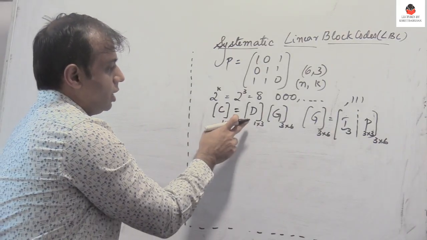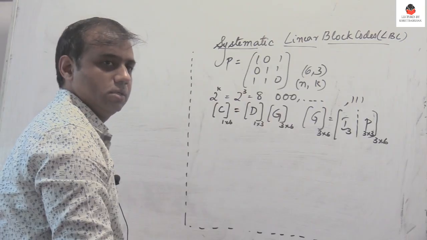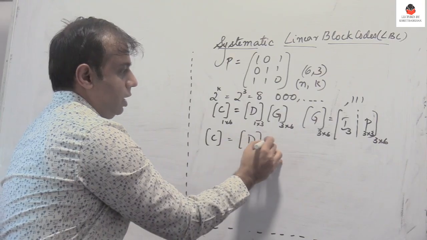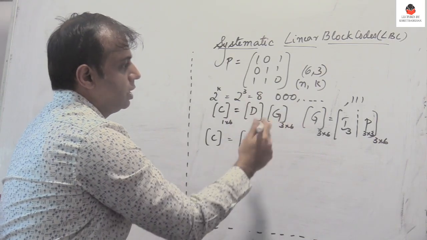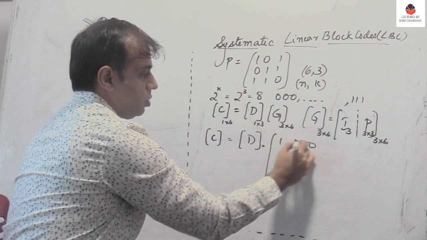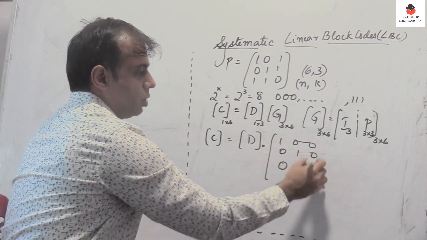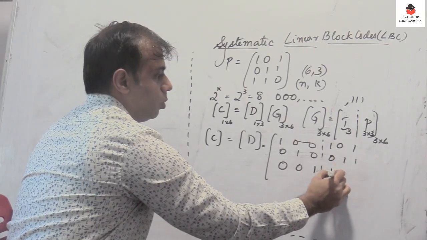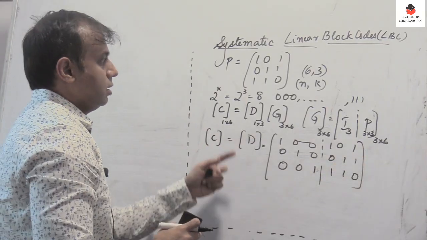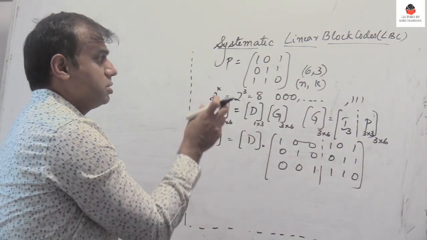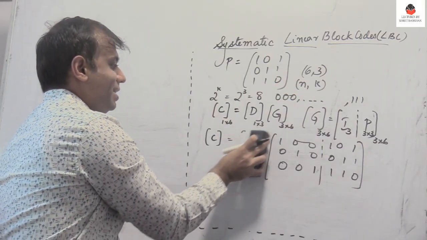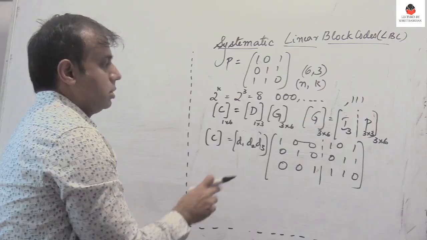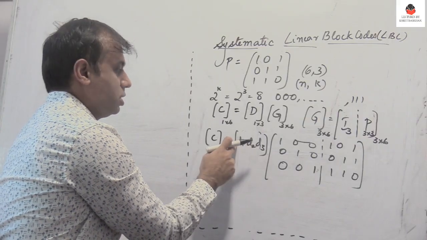So now you have the data and then you have the generator matrix. So the code word C is data into the generator matrix. So you have 1 0 0, 0 1 0, 0 0 1 along with the parity matrix 1 0 1, 0 1 1, 1 1 0. Now the data is of length 3 bits because k is 3, isn't it? So let me write D as D1, D2 and D3. The data matrix consists of 3 bits, D1, D2, D3.